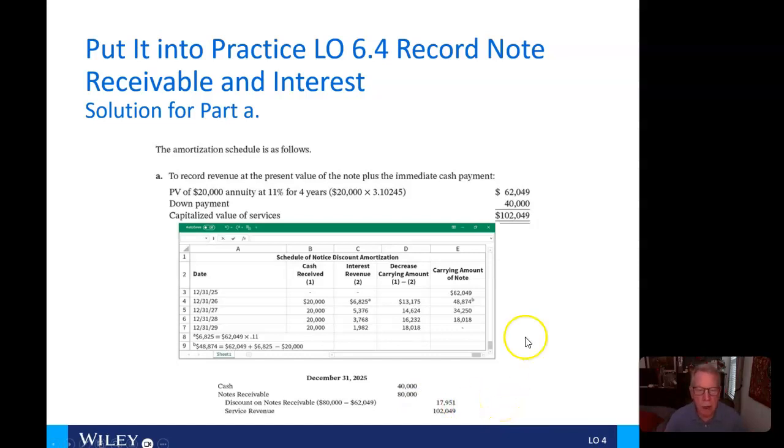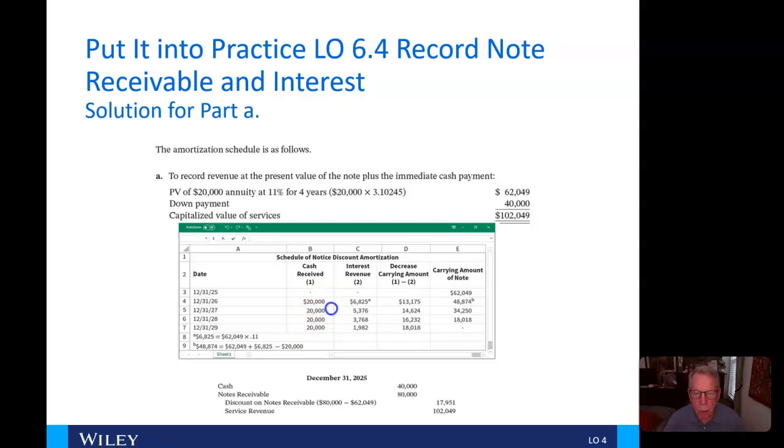Okay, so now we'll take this 62,049 in our effective interest amortization schedule and ripple it through like we've been doing. We're going to use our effective interest rate, our 11% here, to calculate our 6,825, and we decrease the carrying amount all the way to 0 in this case.